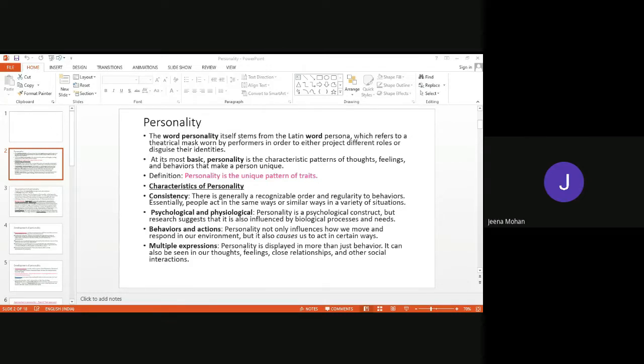And the next thing is that usually when we fill up a questionnaire, we often try to project the positive image of ourselves. That means we have a tendency to lie. So these are the main disadvantages of the questionnaire. But overall we can say that the questionnaire has so many advantages.